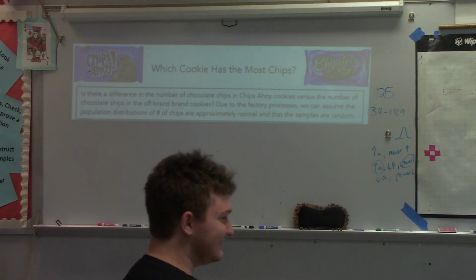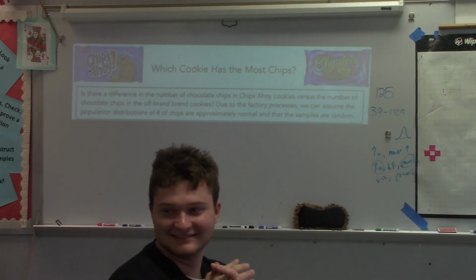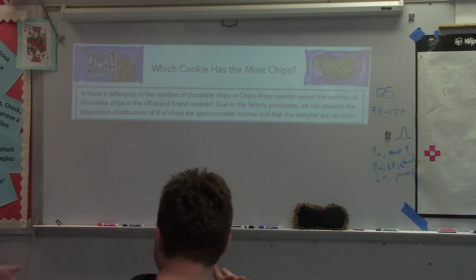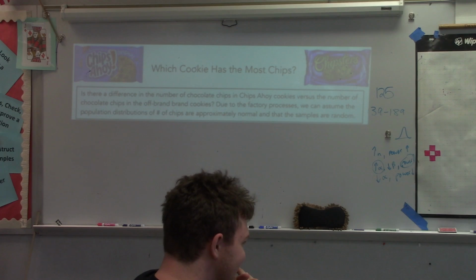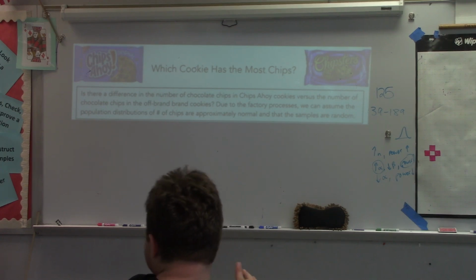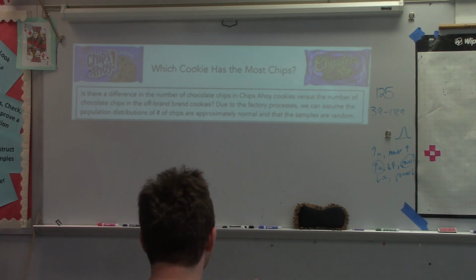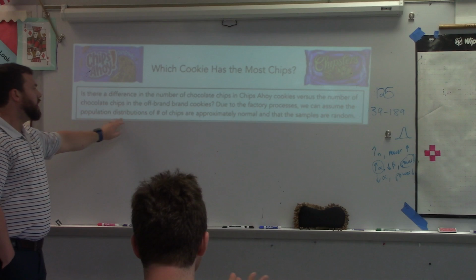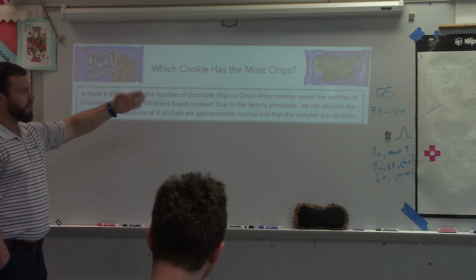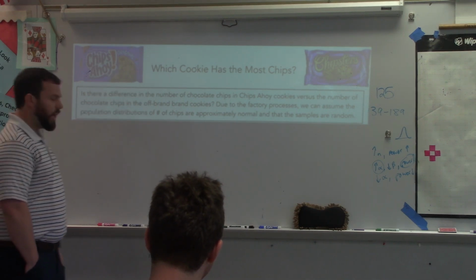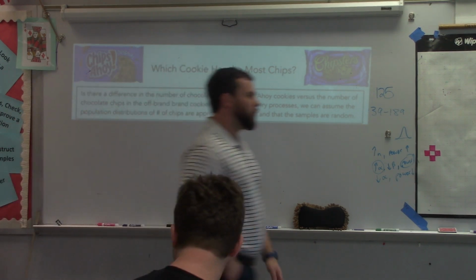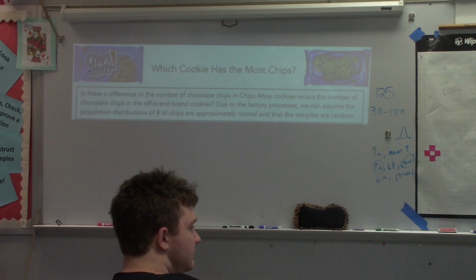So, here's what we're gonna do. Every person, because otherwise we wouldn't have a ton of data, right? It doesn't say it up here yet, but it does say due to the factory processes, we can assume the population distribution of the number of chips are approximately normal and that the samples are random. That is actually a fair thing to say. And so we're gonna rock with those conditions being satisfied.